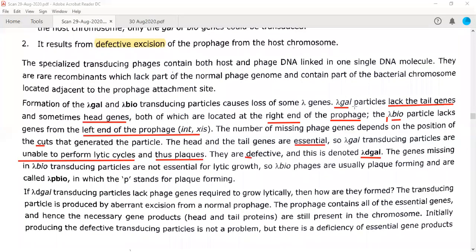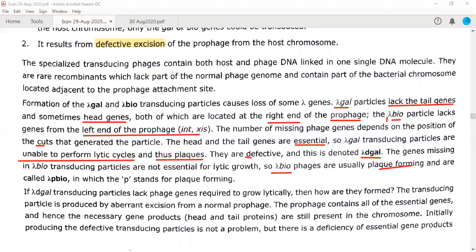If the bacteriophage lambda is infecting the E. coli cell and it is taking up the galactose fermenting gene, they are defective because they are not having the head and tail genes. Mostly they are not having the tail genes, but in a few cases they are also not having the head genes, the capsid forming genes. So the genes missing in the lambda transducing particle are not essential for lytic growth. Therefore, it will be very normal and it will produce plaques, usually plaque forming.